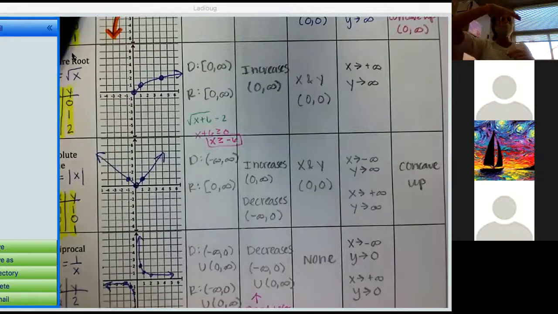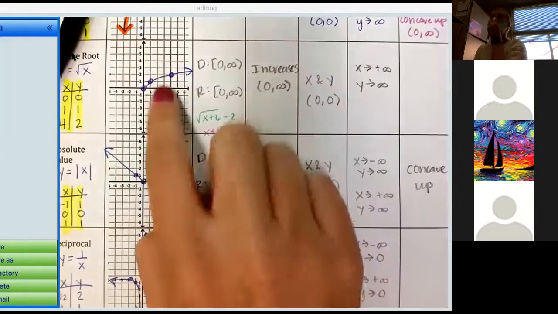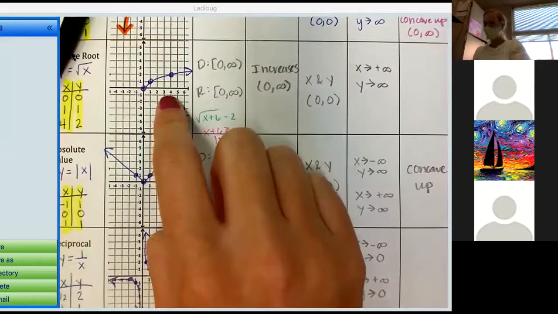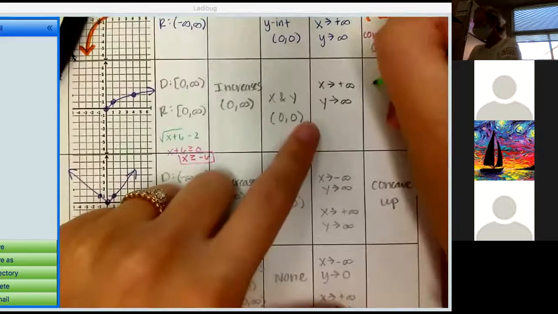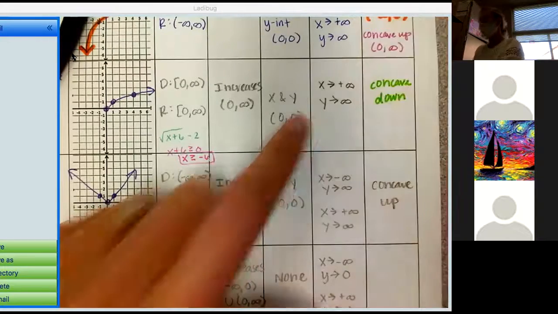If the graph kind of looks like, even if it's sideways like this, if I try to put some water or rocks or whatever in this cup, is it going to hold anything? No, so that would be concave down. Does that make sense? Does it help you kind of visualize it? Look at this square root graph. If you tried to pour anything into that cup, into that curve, would it hold it? So it's what? Good. I told you I get really corny in here.